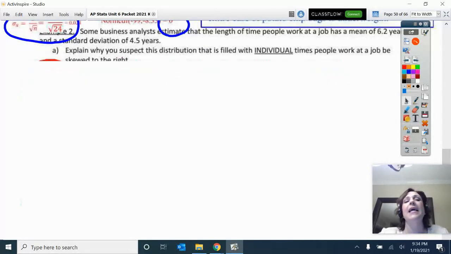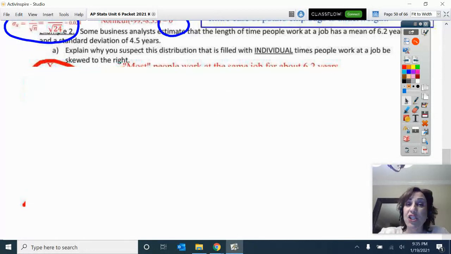Now, explain why you suspect that the distribution filled with individual times that people work at their job is skewed. We're talking about how many years a person has stayed at a job. I've been at Alito, I think this is now my 16th year, maybe my 17th. The one before that, I stayed for 7 years. So people stay at their jobs for different lengths of time. Why do you think it would be skewed to the right?